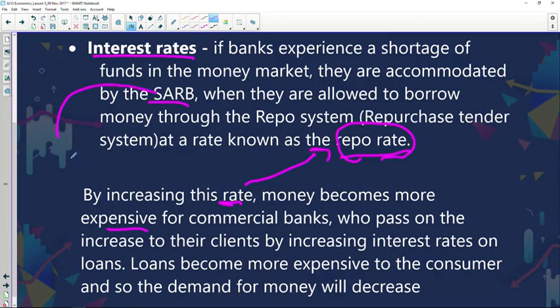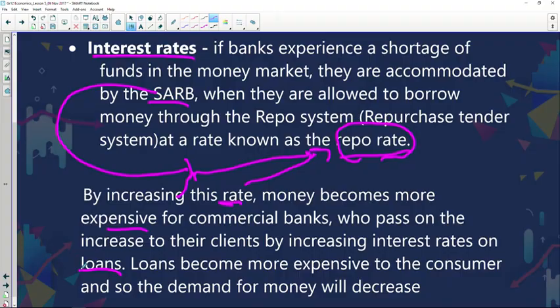So when the South African Reserve Bank increases the repo rate, that means that money becomes expensive for commercial banks, who pass on the increase to their clients by increasing interest rates on loans. Okay, so if you have taken out a loan from a commercial bank and the banks have also just experienced an increase from the Reserve Bank, they will try and make up for it by increasing the interest rate that they charge on loans. So loans become more expensive to the consumer, and so the demand for money will decrease.